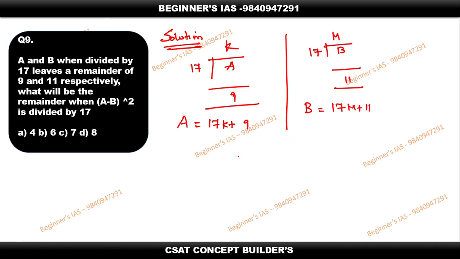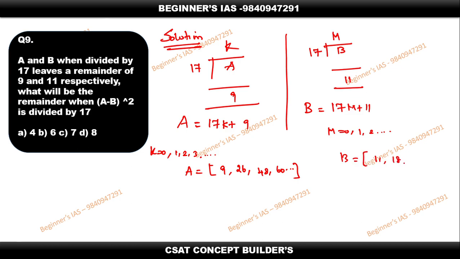Now I am just substituting some values here. K is equal to 0, 1, 2, 3. So this is the hit and trial method, the trial and error method. This is a very important concept you need to learn. Suppose I write 0, then it will become 9, then for 1, 26, then 43, then 60. Substitute the possible values for k and find out a. Then here also I am going to do the same thing. What would be b? So 11, 28, 45, like that.